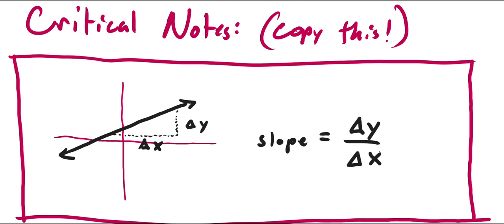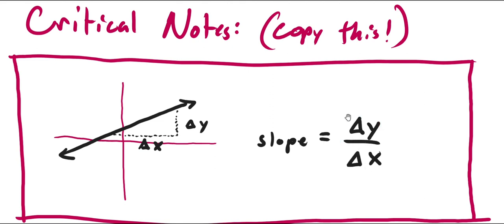So with that in mind, here's some more critical notes. Copy this picture down. This distance here, which is the change in x going from this point to this point along the line, and this distance here, delta y, which is the change in y as we go from this point to this point along the line, are going to get the names delta y and delta x. And our slope is the ratio of delta y divided by delta x.